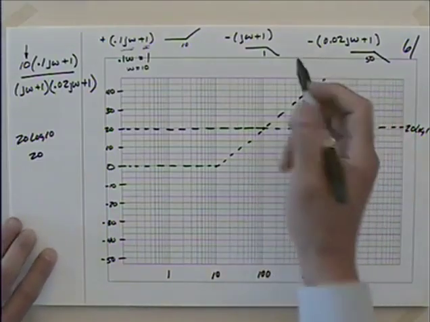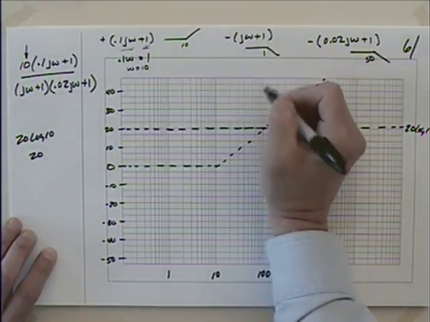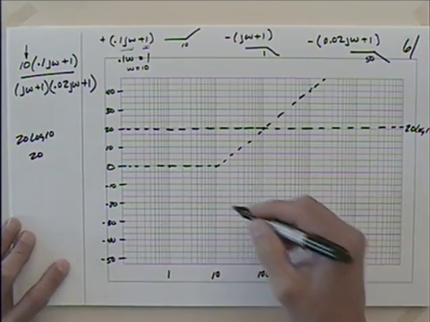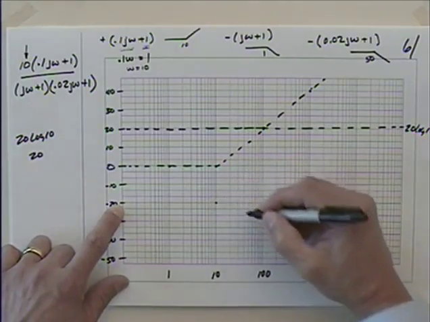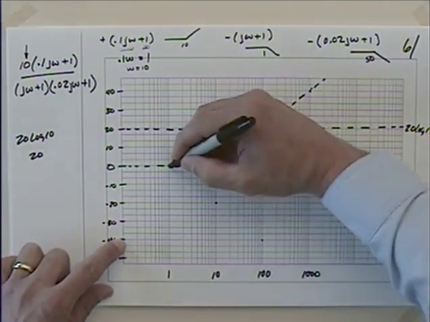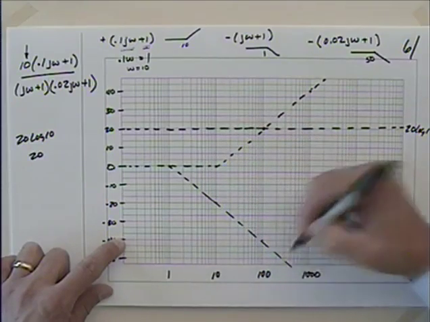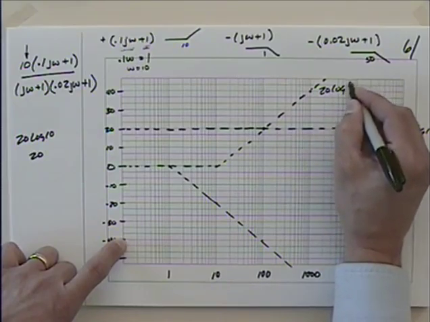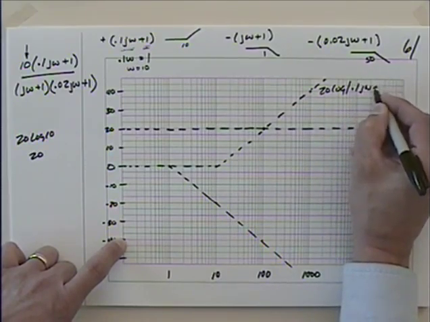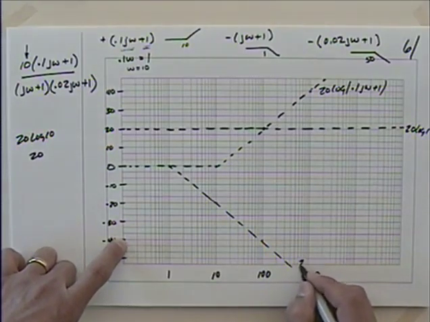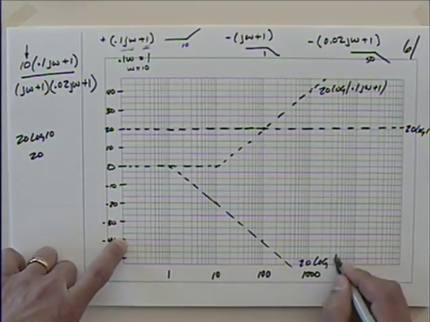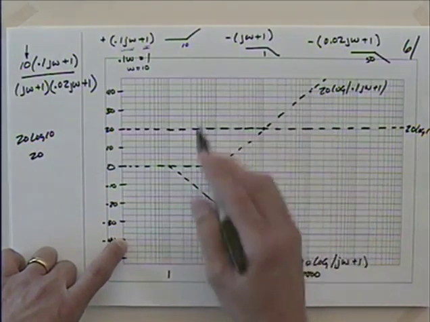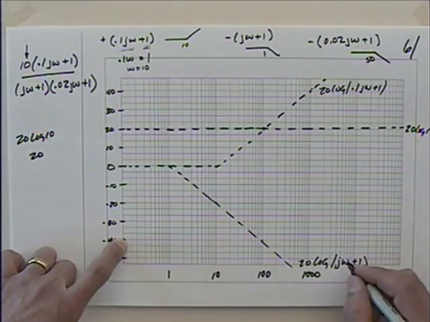Okay, and I of course did the same for these. This one is pretty easy. Let's do it then. We're going to go over here 0, turn down at 1, right? So I should probably label these: 20 log of 0.1 j omega plus 1. This will be 20 log of j omega plus 1. No, it can't be that. This is plus 1. This is 0.1.